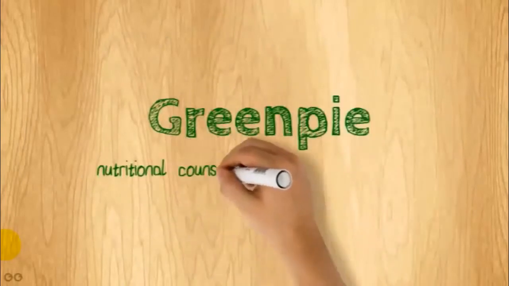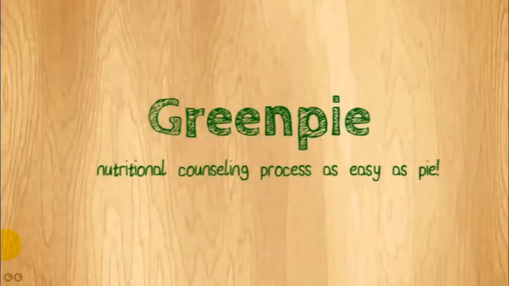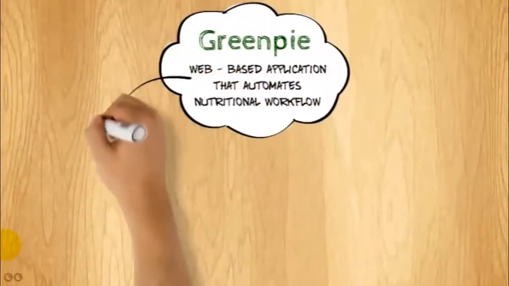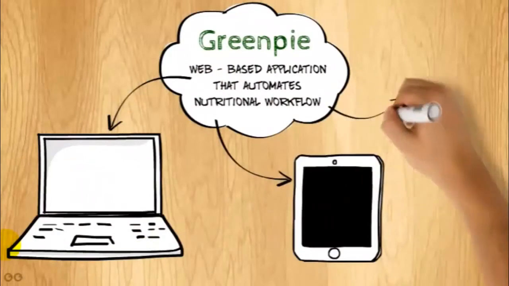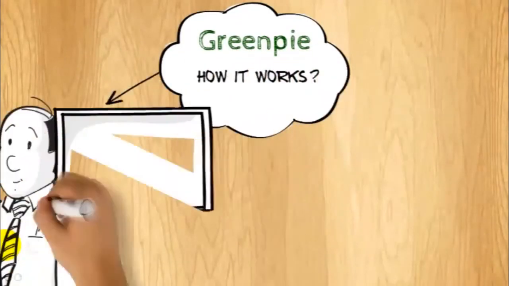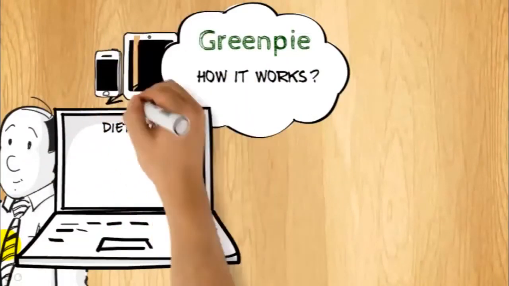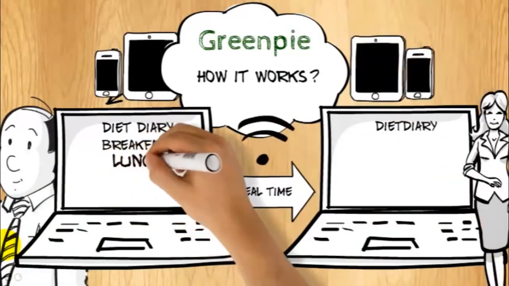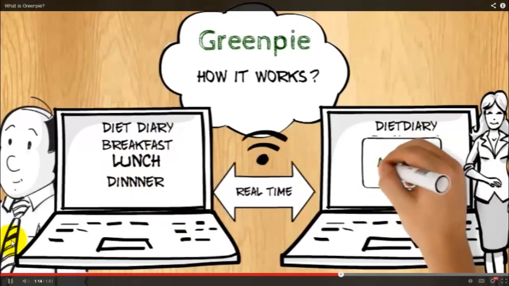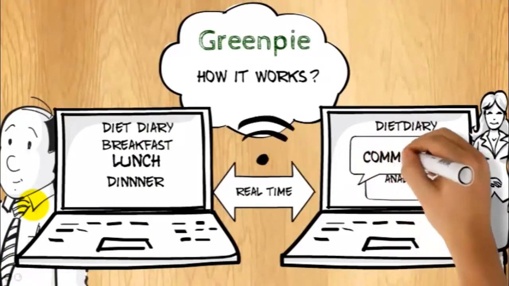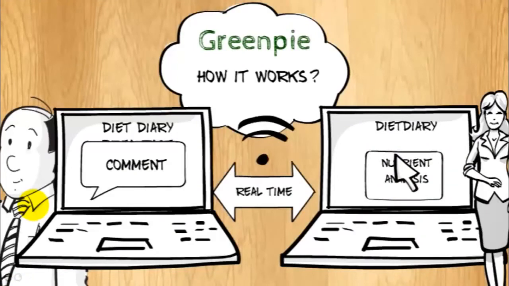Well, now it is, with GreenPy. GreenPy makes the nutritional counseling process as easy as pie. GreenPy is a web-based application that automates nutrition workflow. It can be accessed online, anytime, anywhere, by any device with an internet connection. How does it work? It's easy. Tom writes his diary online. Since GreenPy connects Sally and Tom over the internet, Sally can see Tom's diary in real time. Then she makes a nutritional analysis with just a click of a button and writes a comment to Tom. Tom receives everything in seconds. It's easy, and it saves Sally at least 2 hours a day.